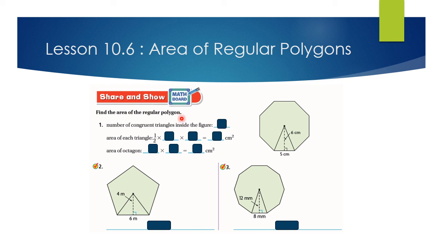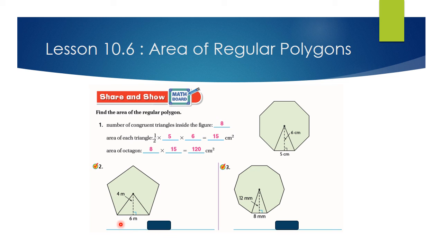Okay, so here he says find the area of the regular polygon. What am I going to do? I'm going to count the number of sides, which is the number of congruent triangles in this polygon, 8 triangles or 8 sides. Then we find the area of each triangle, which is half times 5 times 6, which will be 15 centimeters squared. So the area of this octagon, which has 8 sides, is 15 times 8, which is 120 centimeters squared.